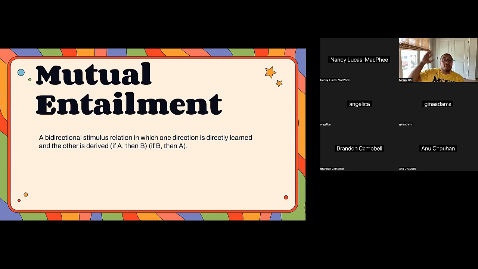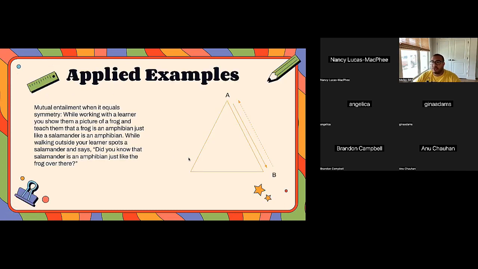But I want you to know it's a little bit more than that. You can use it either way. So I hope that wasn't too confusing. Here's my first example, and I'm going to show you mutual entailment when it equals symmetry. So, spelled out, I want you to see that all symmetry is mutual entailment.